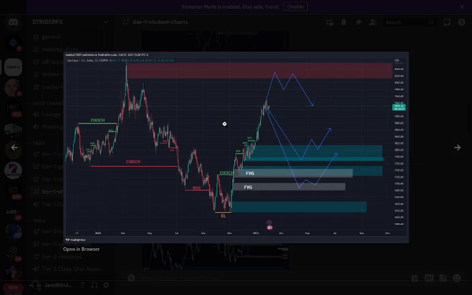Yeah, there's just a few things with your change of characters and your break of structures. If you're sticking to one time frame, you don't need to do these break of structures here. Your change of character is actually non-existent because it's continuing to the upside there. Your change of character is in here, not up here. So you can see how that high was formed.